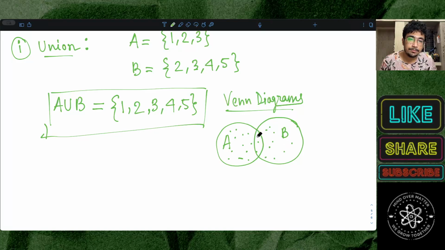These are the elements that are present in B. And look here, the region inside both A and B, that means this region, there are 3 elements here also. So we will talk about that in the intersection part, but now let's talk about union. A union B is all the elements in A and B together. So it's all the area of the 2 circles.